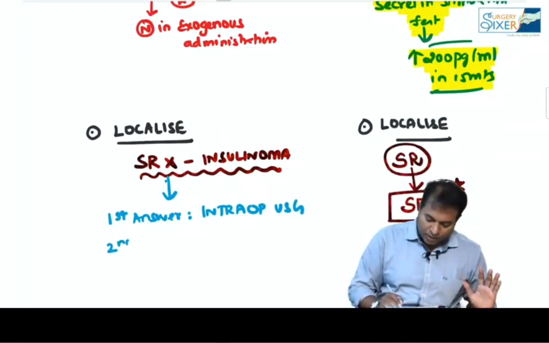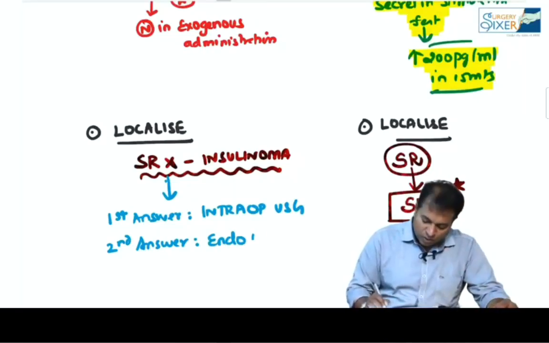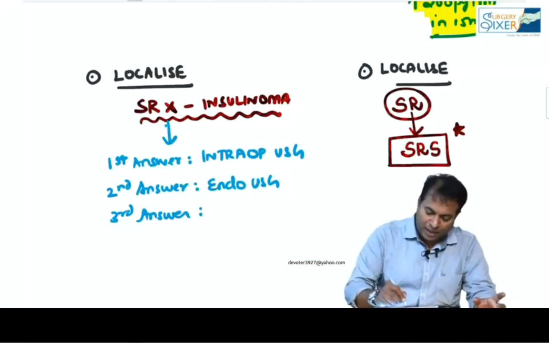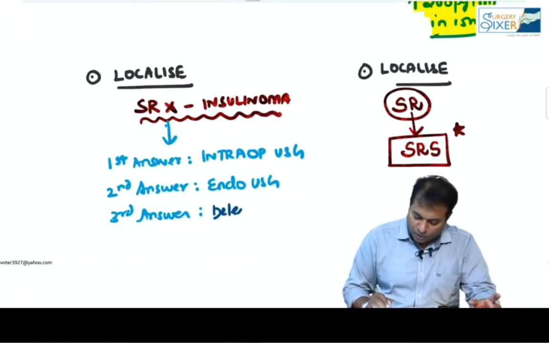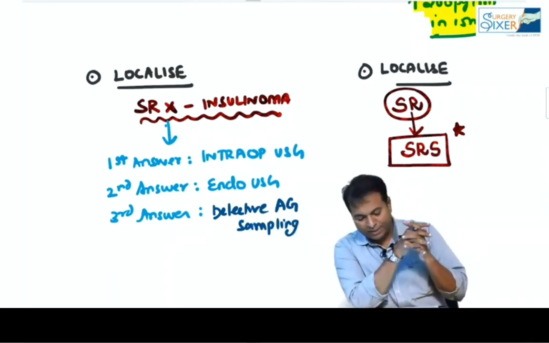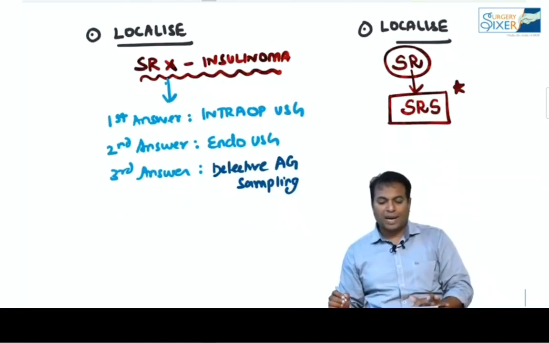So from my point of examination, the first answer is intra-op ultrasound, the second answer is endo ultrasound, and the third answer is selective arteriography sampling, which is not done commonly, just for completion. So the first answer is intra-op ultrasound, second is endo ultrasound, third is selective arteriography sampling to localize insulinoma.